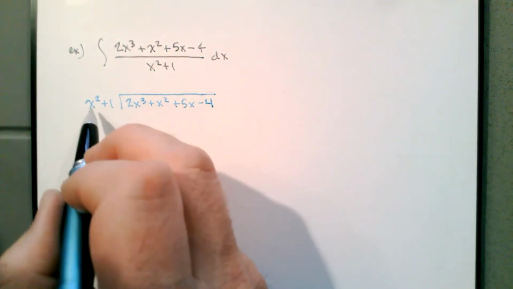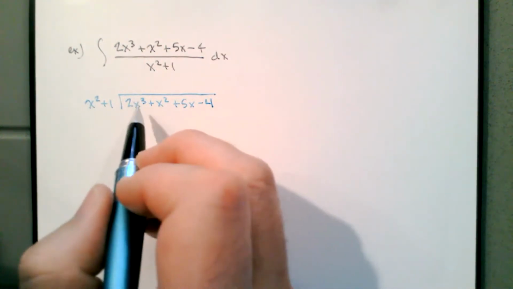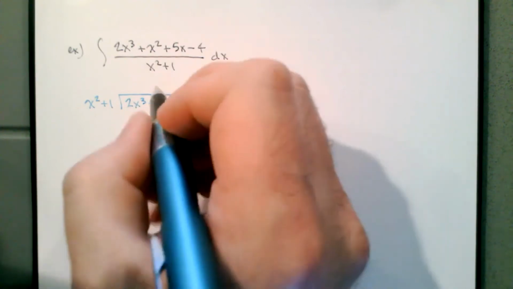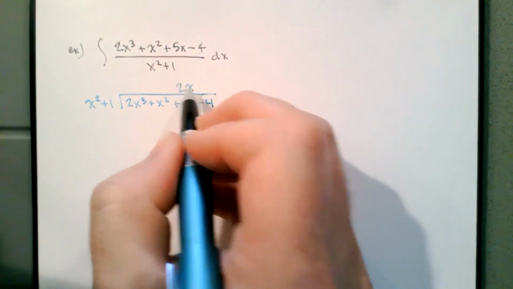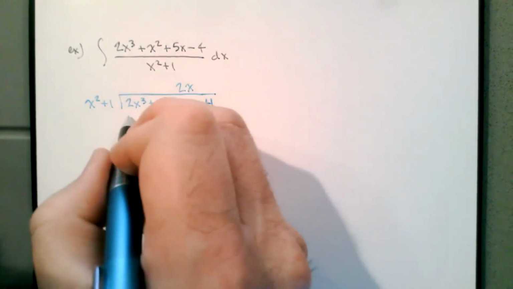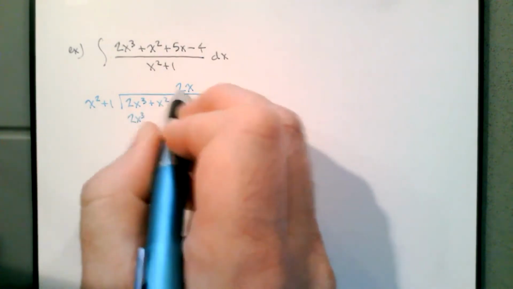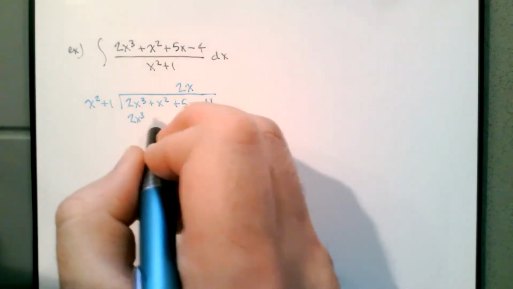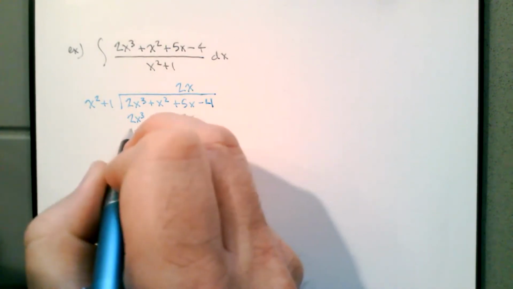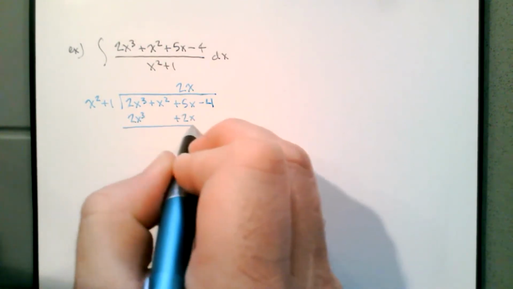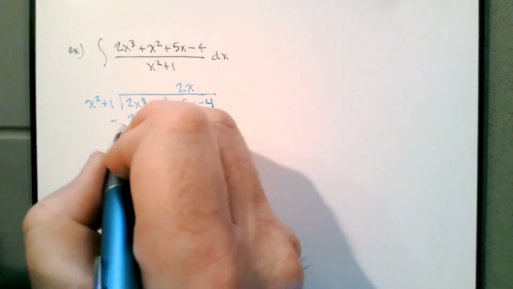So how many times can I subtract x squared from 2x cubed? I've got to make them like terms. So I'll need at least an x. And I'll need a constant of 2. 2x times x squared is 2x cubed. 2x times 1 is plus 2x. And then we'll have to subtract.